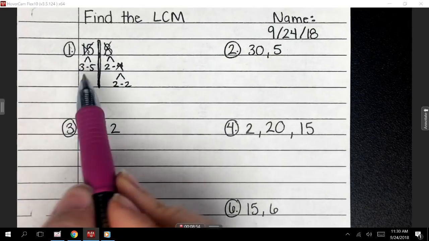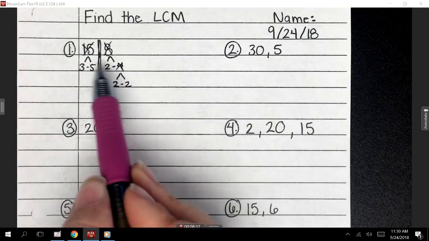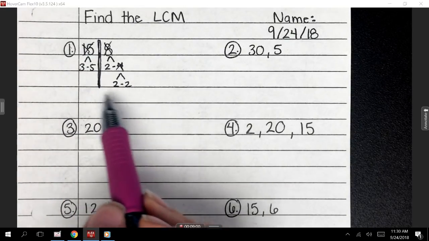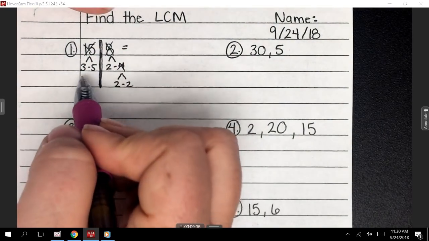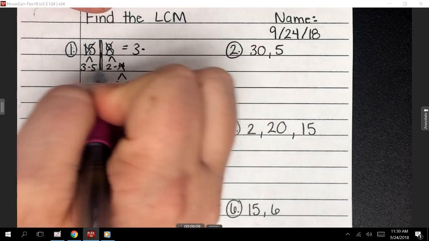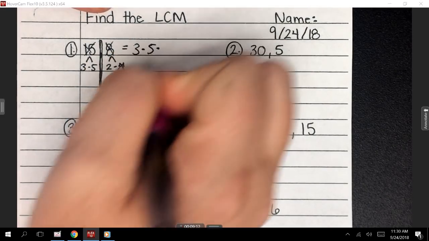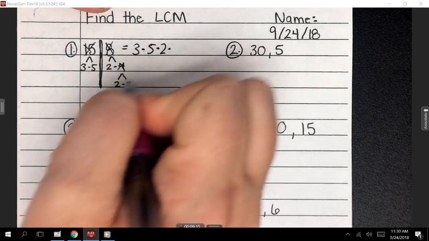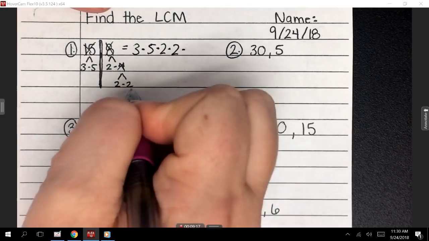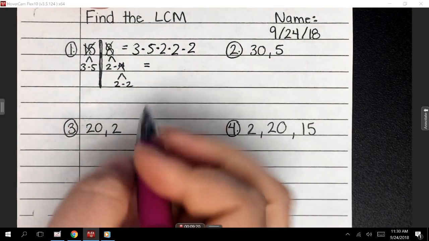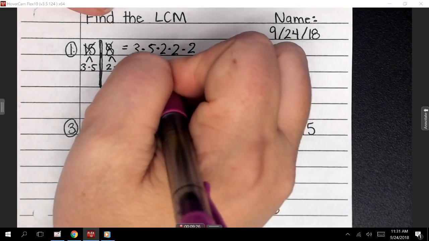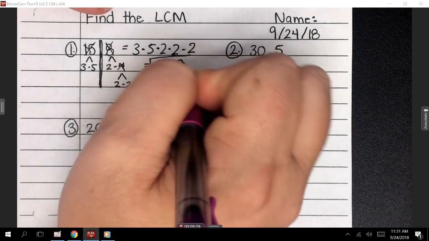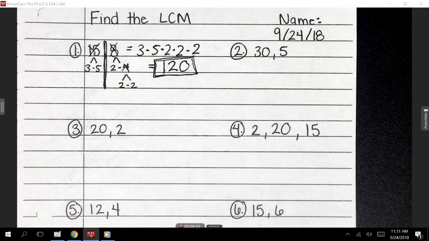Okay, so when I'm looking at this, I'm looking for what they have in common first, just like on those other ones. But if I look here, these do not have anything in common. So I'm just going to multiply what's left. So if I look down here at the bottom, what's left is my 3 times 5 times 2 times 2 times 2. Okay? So when I work that out, 3 times 5 is 15, times 2 is 30, times 2 is 60, times 2 is 120. Okay? So we don't just do what's in common, we do what is left over.